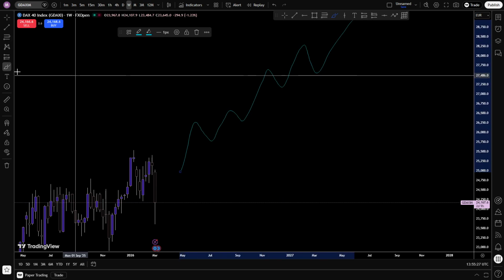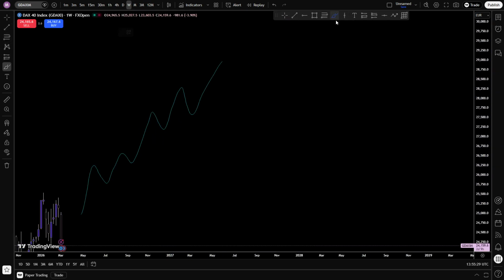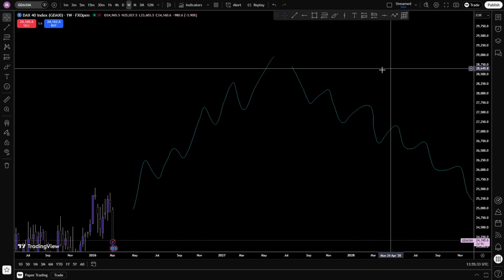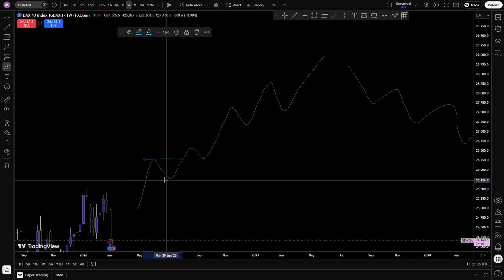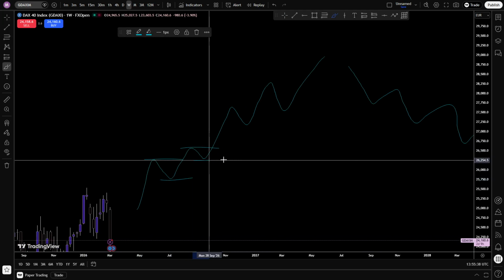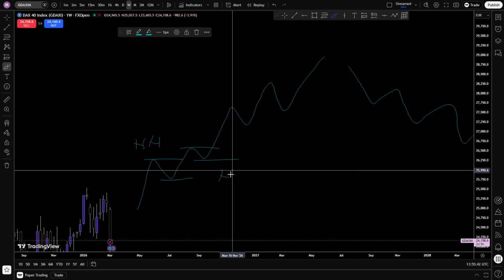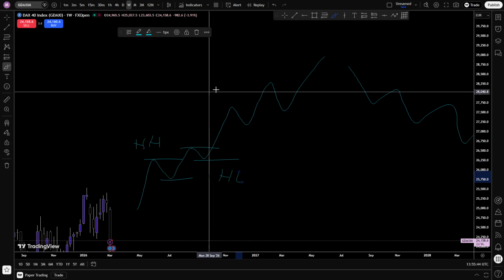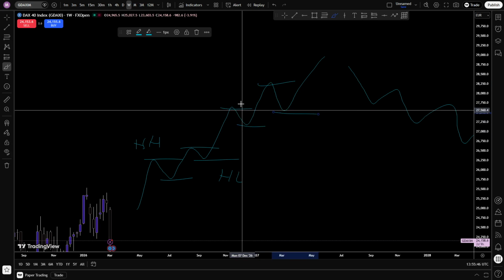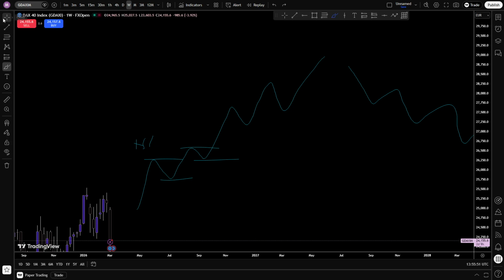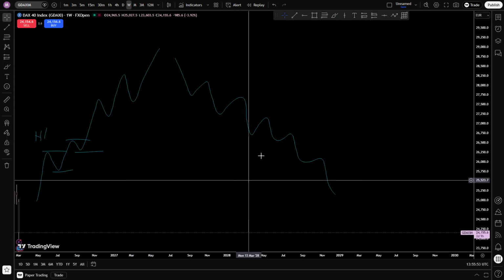Uptrend. Downtrend, quite simple. Why is this an uptrend? Higher high, higher low. Higher high, higher low. HH, higher high, and then HL, higher low. Higher high, higher low, higher high, higher low, higher high, higher low. We're going up. Yes.